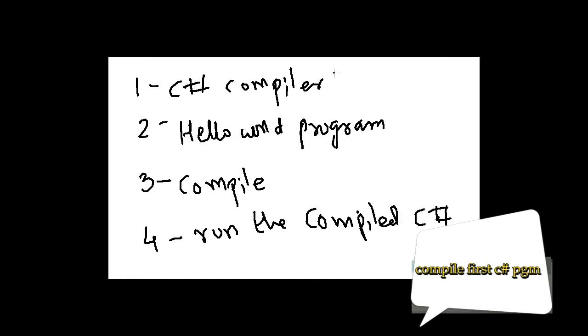So the first step, we need to get the compiler. The second step, we need to write our hello world program. Third step, we need to compile it. And the fourth step is we need to go and run the compiled C Sharp program. So let's start with step number one. From where do we get our C Sharp compiler?